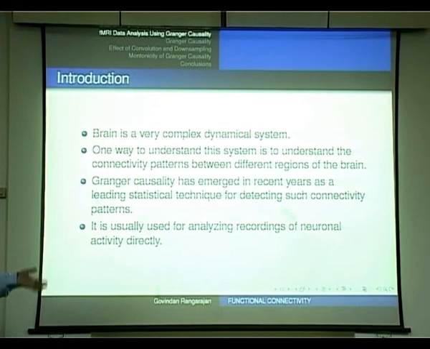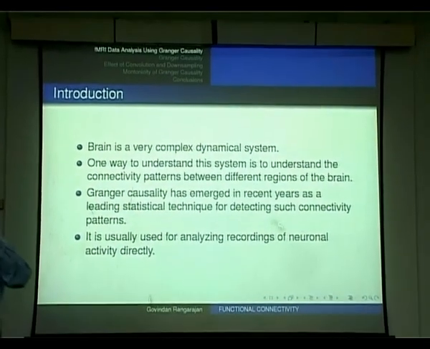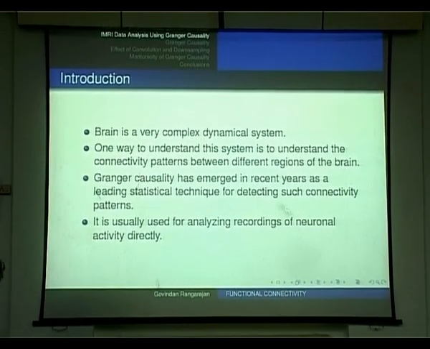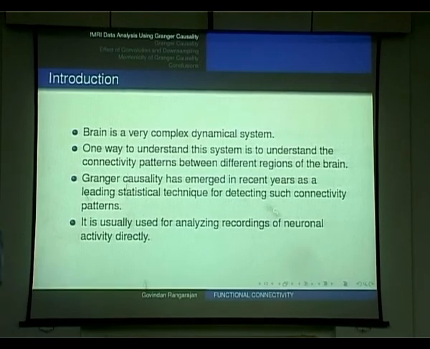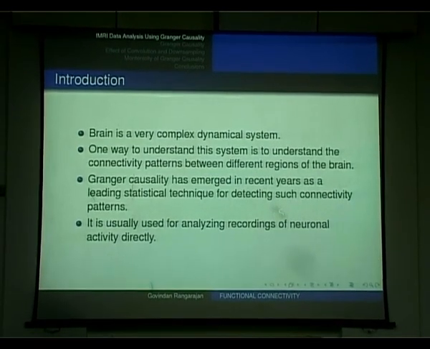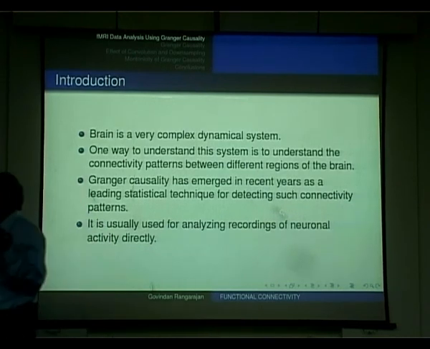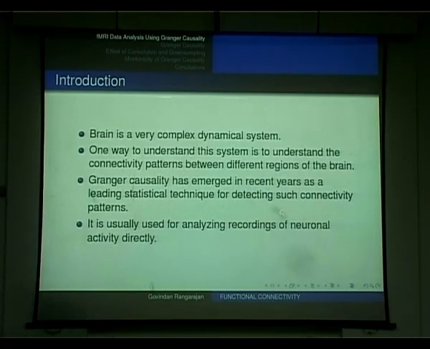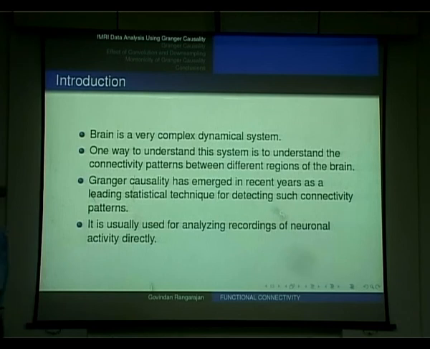non-biology example. Suppose you are measuring the global carbon dioxide concentration every year, the global mean carbon dioxide concentration, and you are also measuring the global mean temperature every year. Then you are very interested, as far as climate change studies are concerned, whether there is a causal effect from the global carbon dioxide concentration to the global mean temperature. That is, whether the increase in global carbon dioxide concentration is causing an increase in the global mean temperature.